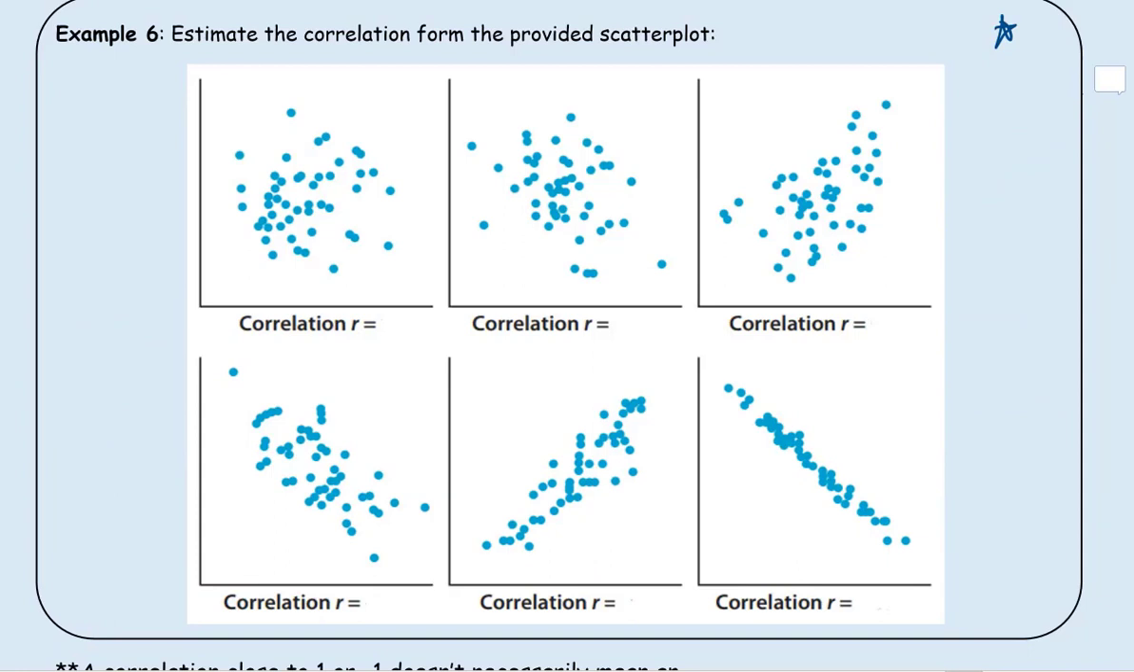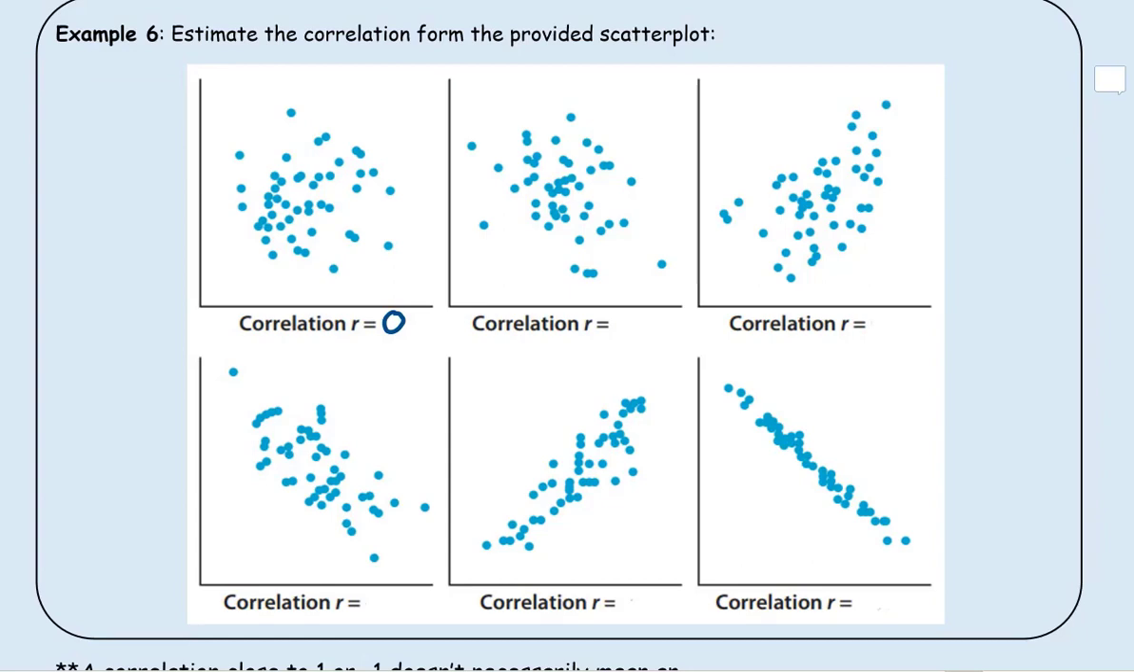Example number 6, estimate the correlation from the provided scatter plots. So in this first one, there doesn't seem to be any sort of line forming, either positive or negative. So we can say that there's a lot of scatter going on here. So the correlation would have to be around 0. Now, again, these are just estimates. We're going to be able to find out what the correlation is in the next couple of units.